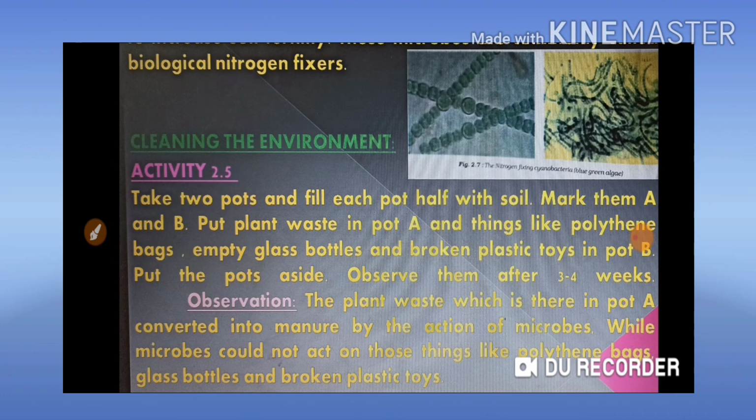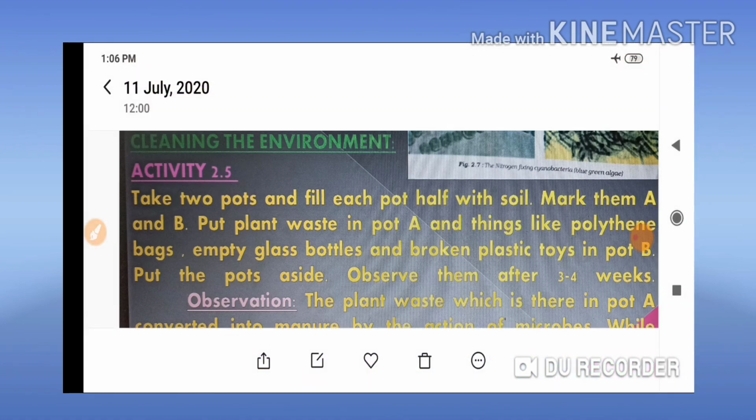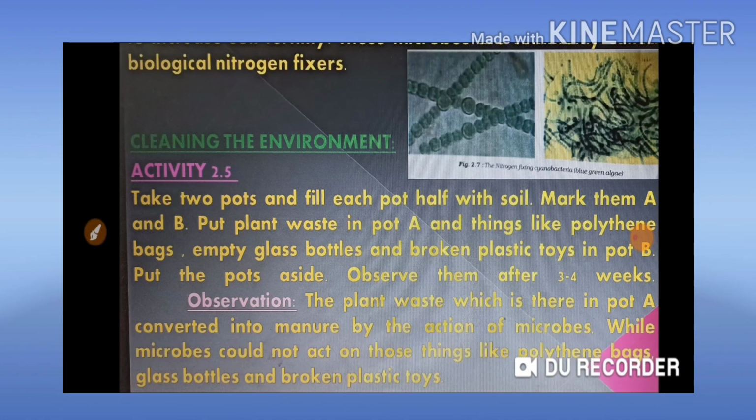In part B, it contains all the things that stay as they are, meaning microorganisms do not attack things like glass bottles, polythene bags, plastic bags, or plastic toys. Got my point? That's why India has also come up with the idea that we need to ban polythene bags, that is plastics, in the country.